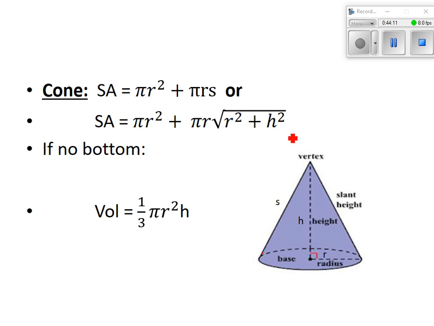This formula down here again, an easier way to write it: volume equals Pi r squared times height divided by 3. That might be a little easier to do on your calculator.